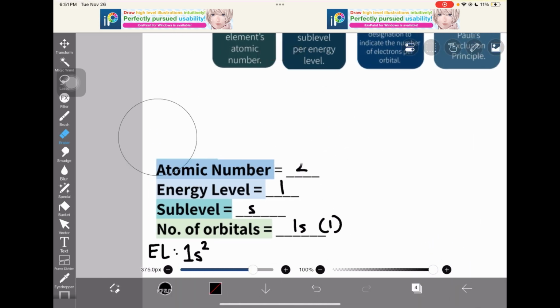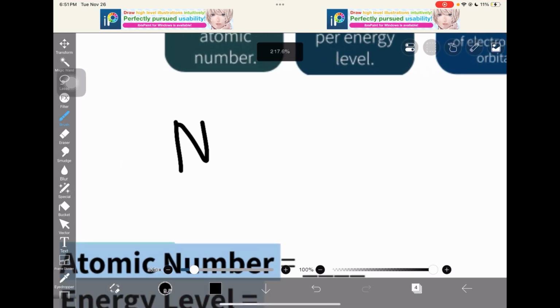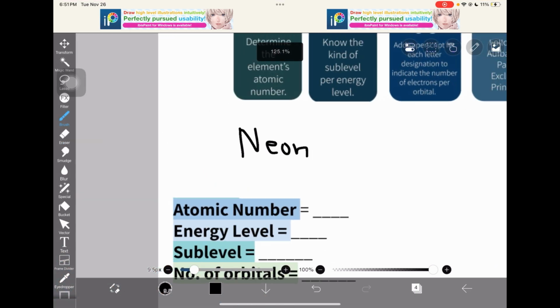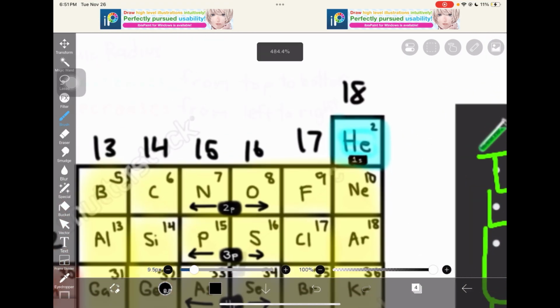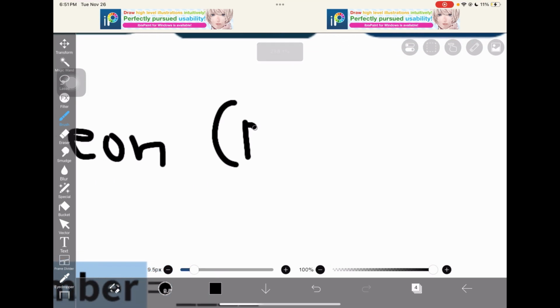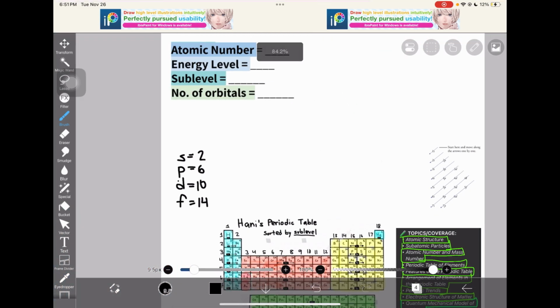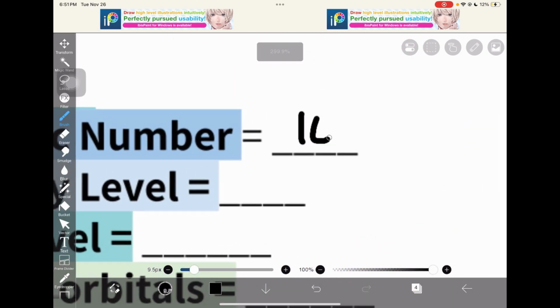Now let's start with a slightly more complex one, but still pretty easy. Let's try neon. Neon's atomic number, once again, we're going to find Ne, and it's right over there at number 10. So atomic number is 10.